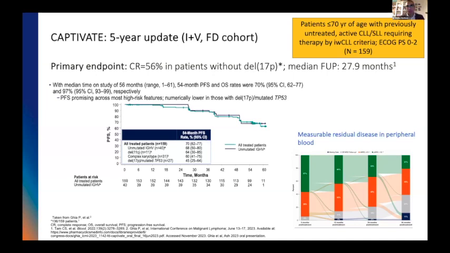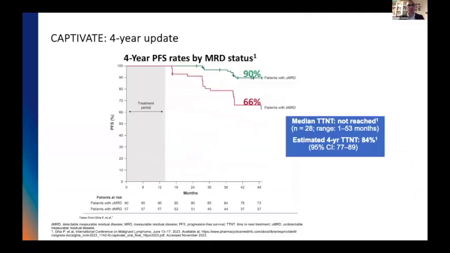Again, there are significantly high rates of undetectable MRD that you can see on the right-hand side of the slide, with the green bars showing nearly 60% negative MRD with a fixed duration of 15 months. There is a significant impact on PFS for those patients who achieve MRD negativity versus those who don't, with a significant time to new treatment difference between those two groups.